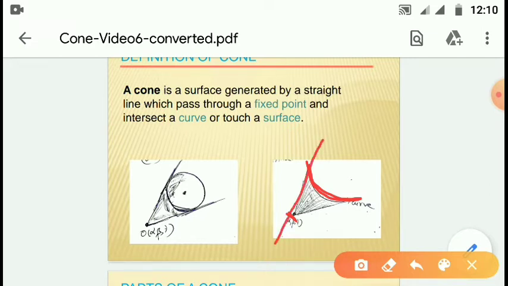How many generators does a cone have? Yes, a cone has infinitely many generators. It is not unique.